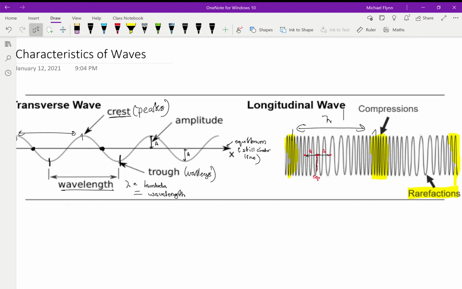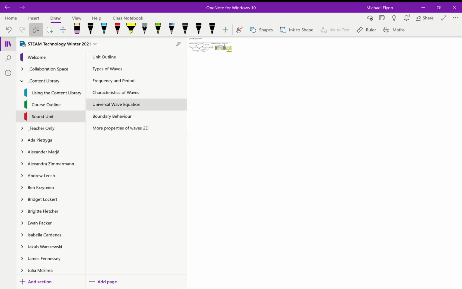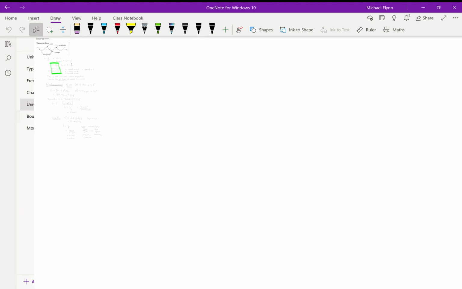Okay, so that's it. Now that's the basic characteristics of waves. So you know what a wavelength is, you know what an amplitude is. We've learned frequency and period. So when you have wave after wave after wave, we can talk about it in terms of frequency and period. Now let's finish today's lesson with something called the universal wave equation. And then there's some homework in the textbook on this.